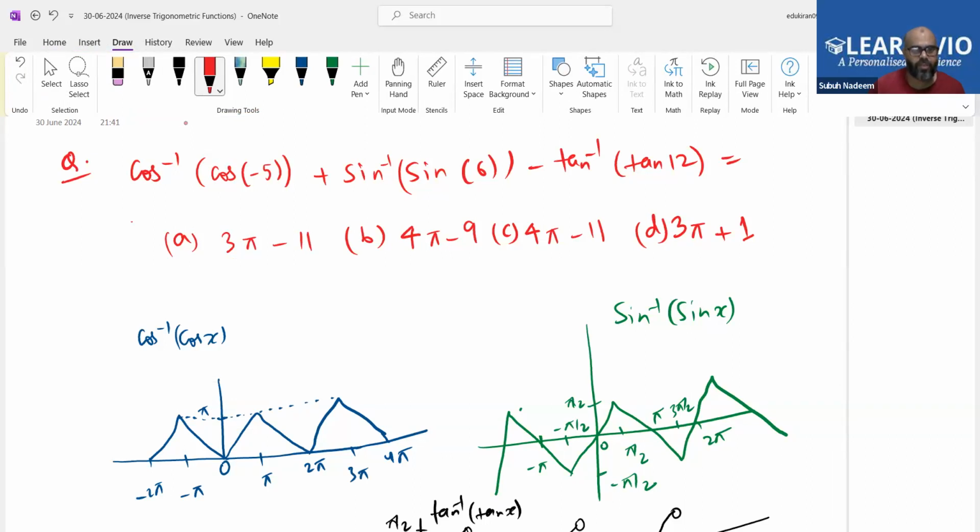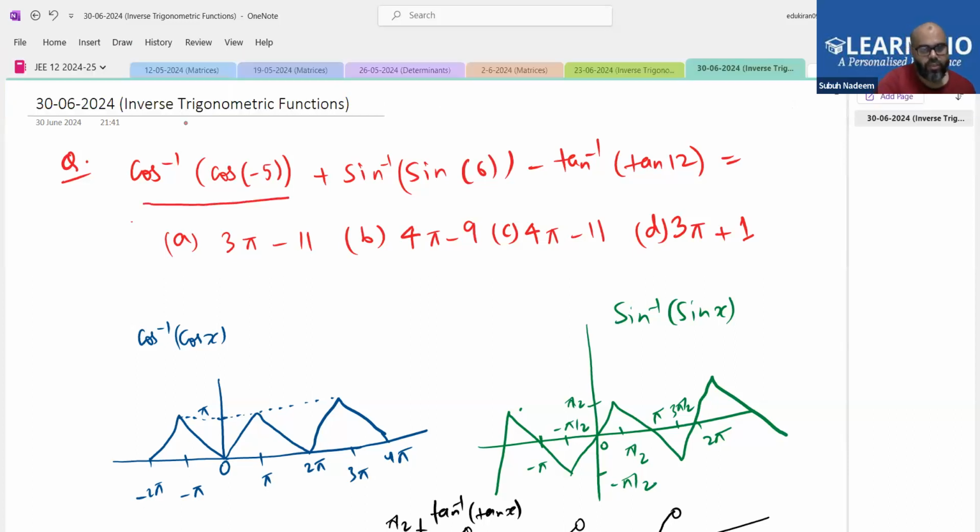Now try to solve this question using the graphs which we have. So first one I'm just explaining, then try for second and third. Cos inverse cos minus 5.